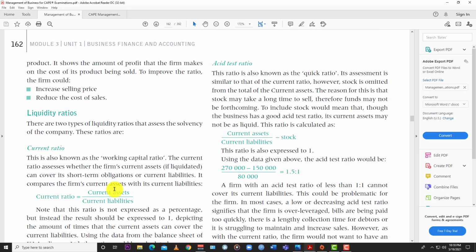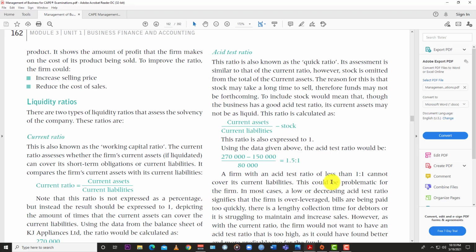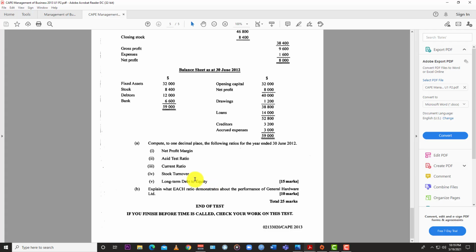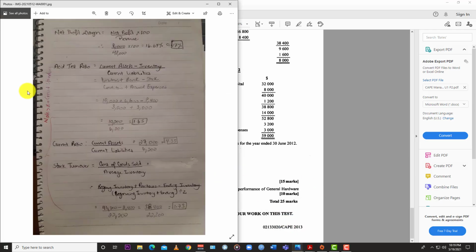So for the acid test ratio, it says here, a firm with an acid test ratio of less than 1 to 1 cannot cover its current liabilities. And so we know that we are above this, so we can cover our current liabilities. So the company is in good standing as it relates to covering its liabilities. So that's a good thing.